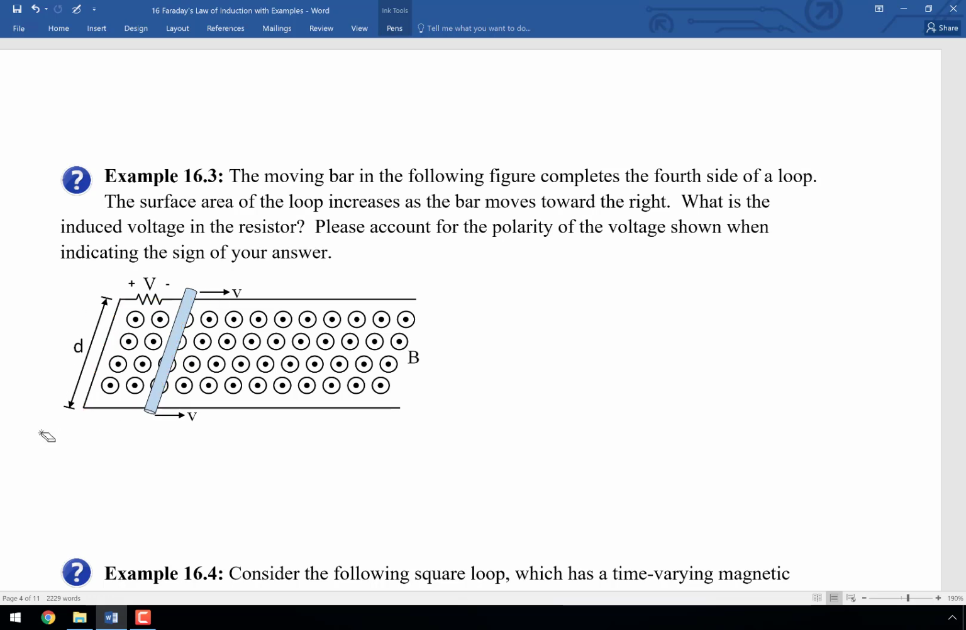So we know that if we've got a distance d, and let me just go ahead and label this as being a distance x.